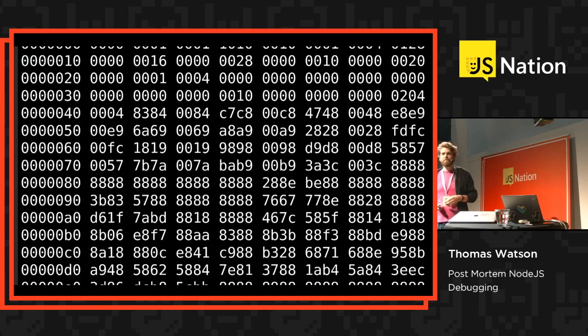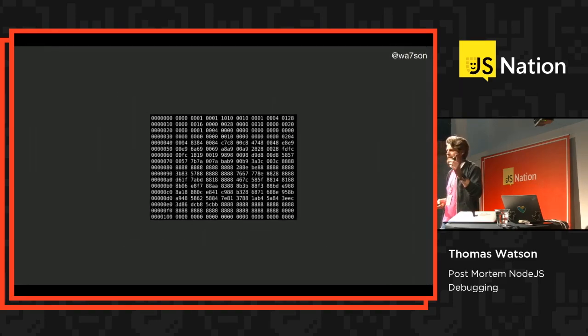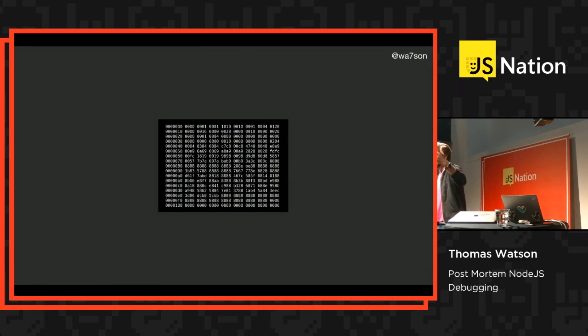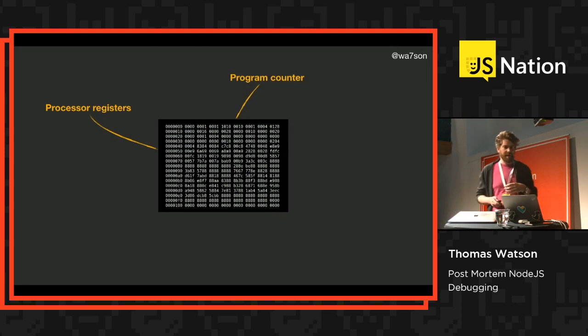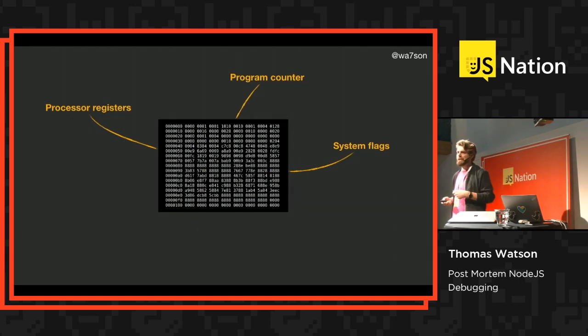But luckily, we've come a long way since then. We still have these memory dumps, these core dumps. That's why we call them core dumps. But we not only have the memory, we also have processor registers and information about them. We have information about the program counter and system flags, a lot of other nice information that we can use.